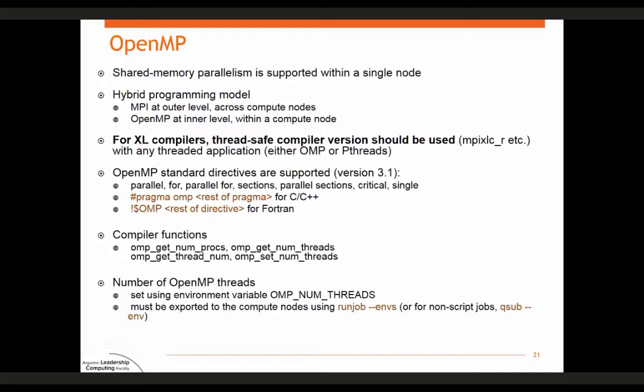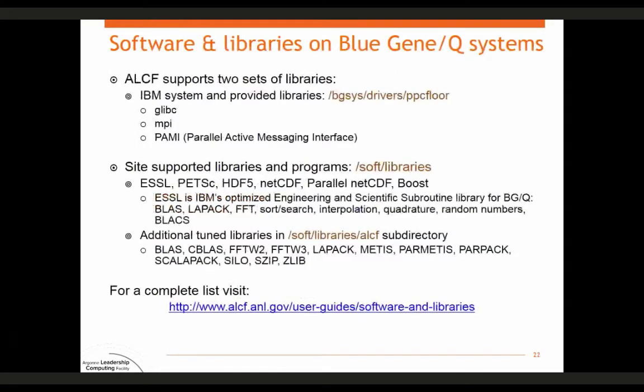So moving forward, if there aren't any questions, we'll move forward to software and libraries on the Blue Gene/Q systems. So we support two sets of libraries, the first of which is the IBM system and included Blue Gene drivers libraries, and those are located within /bgsys/drivers/ppcfloor. For the most part, the compiler wrappers take care of all of that for you. But what's within there is glibc, so basically libc, MPICH, which is our MPI, and PAMI, which is what the Blue Gene version of MPICH is built on top of.